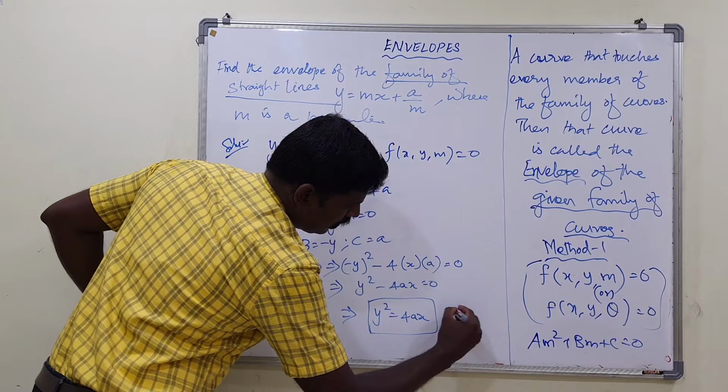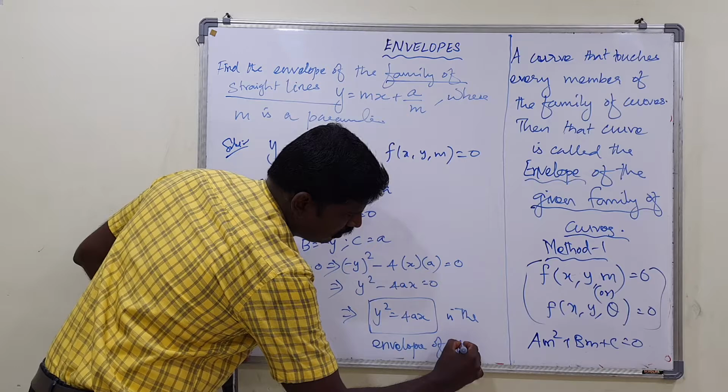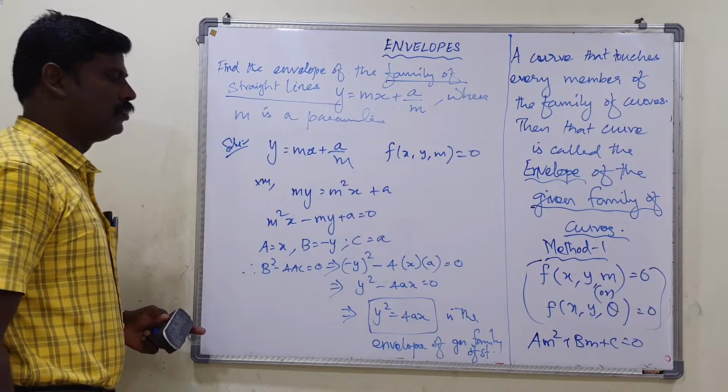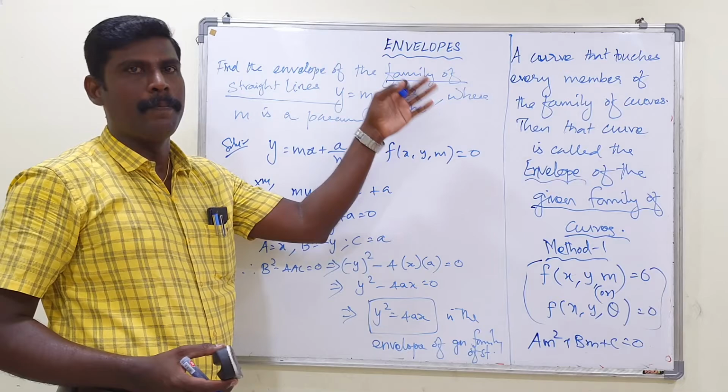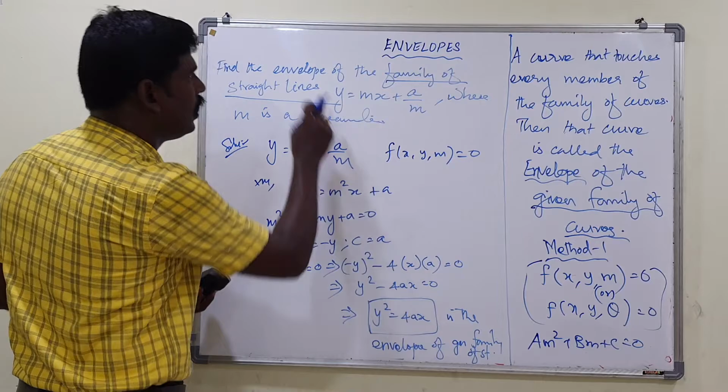This is the envelope of the given family of straight lines. Okay. The envelope and its definition were covered in our previous videos; in the description box you can get an idea about what is an envelope. Okay, right. So that's all. So this curve is called the envelope of this family of straight lines.